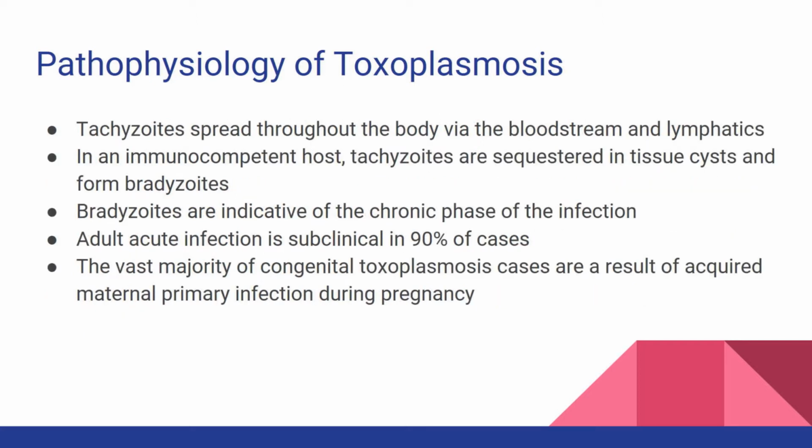Tachyzoites spread throughout the body via the bloodstream and lymphatics. In an immunocompetent host, tachyzoites are sequestered in tissue cysts and form bradyzoites, and that's the chronic phase of infection. Adult acute infection is subclinical in 90% of cases, but the vast majority of congenital toxoplasmosis results from acquired maternal primary infection during pregnancy. So that's an important aspect to know: it's that initial primary infection.